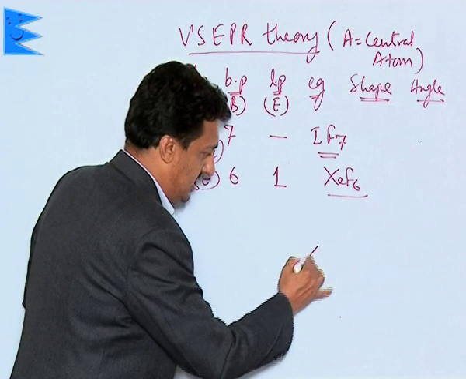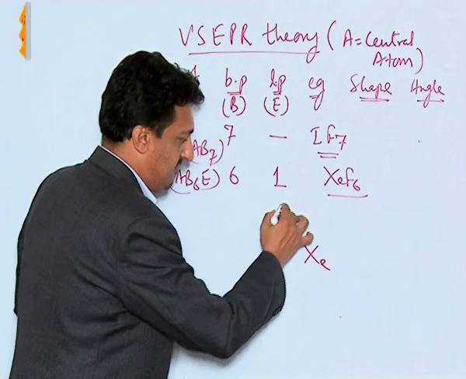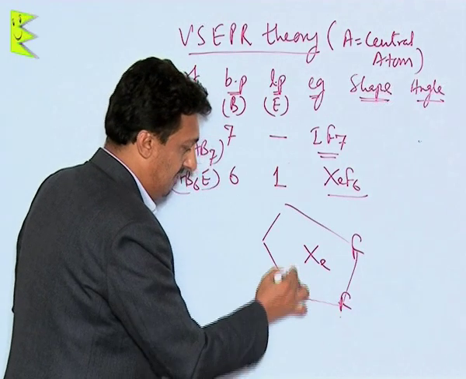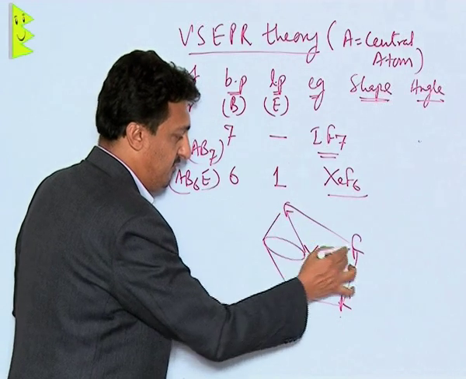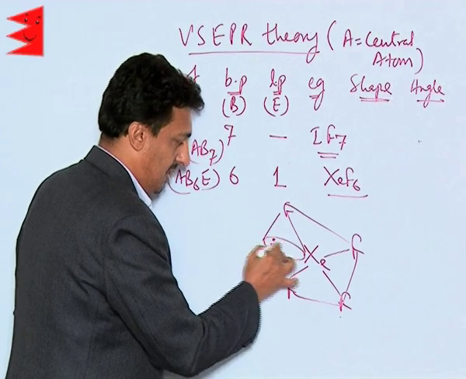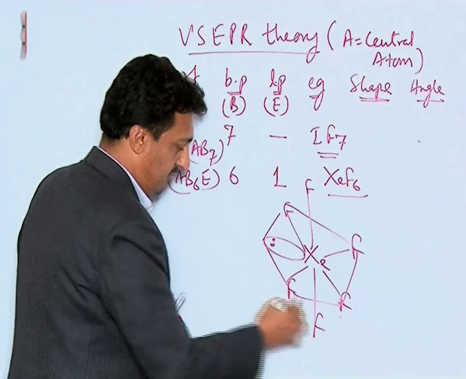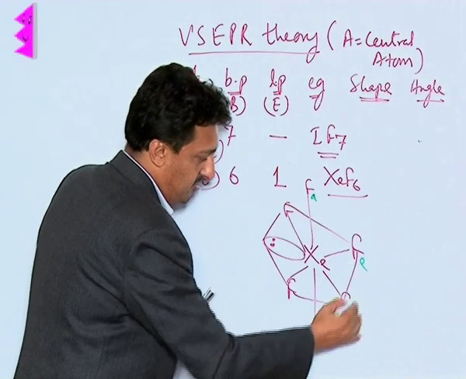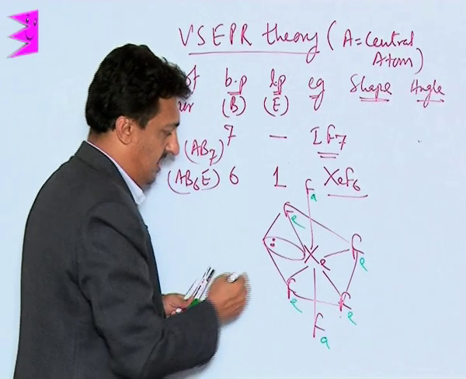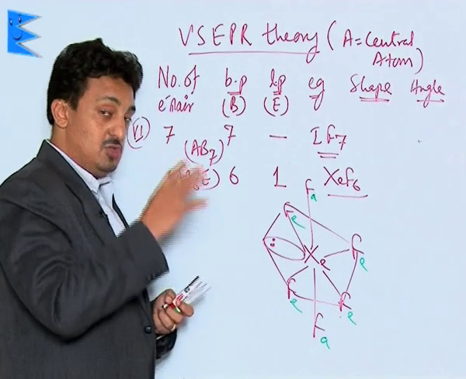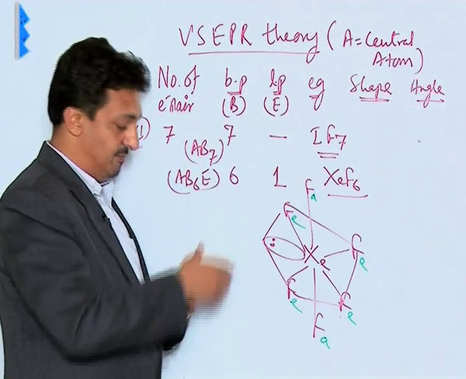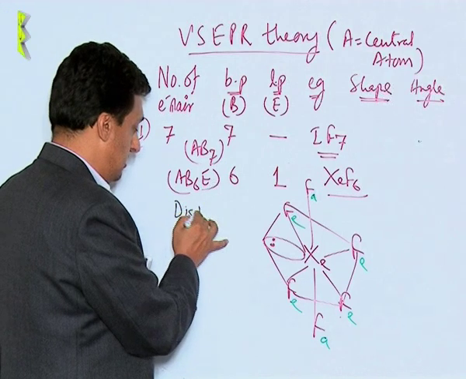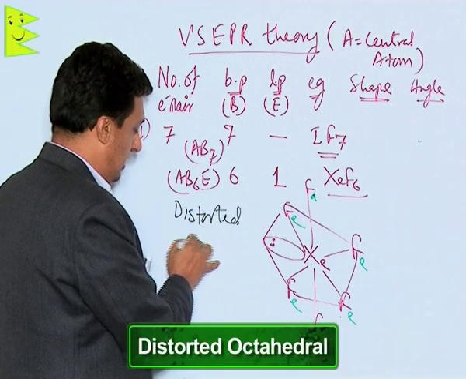Now how? You can see here, out of these 5 positions which xenon can arrange, only 4 have fluorine, and in place of the 5th fluorine we have 1 lone pair. 1 fluorine is here, 1 fluorine is here. So you can easily make out, this is axial, this is axial, equatorial, equatorial, equatorial, equatorial. So the geometry remains pentagonal bipyramidal, the shape changes, and it's called distorted octahedral.